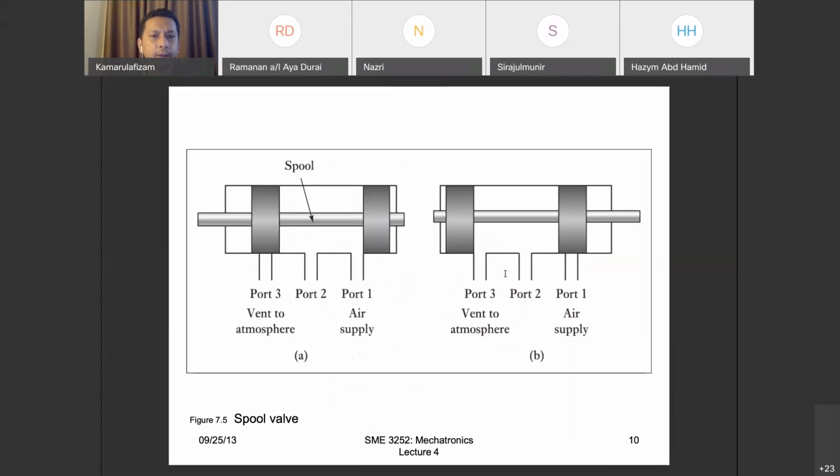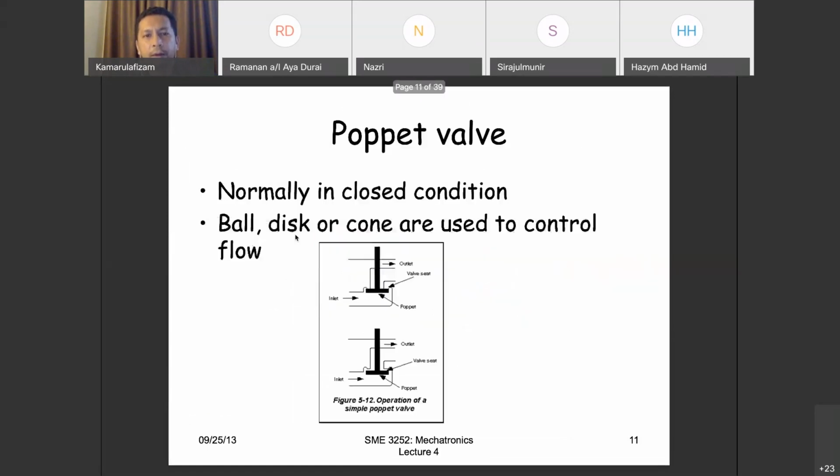Yeah, okay. A dengan B, kalau you nampak dia punya pergerakan macam mana, dan ada liang dibuka, ada liang ditutup, basically dia akan control flow. So that is basically spool valve, and this is poppet valve. Normally in closed condition, spring loaded. Ni macam pipe air lah, pipe air kita, air masuk, air keluar. Cuma pipe air kita pusing.